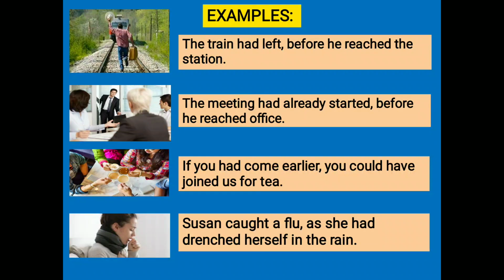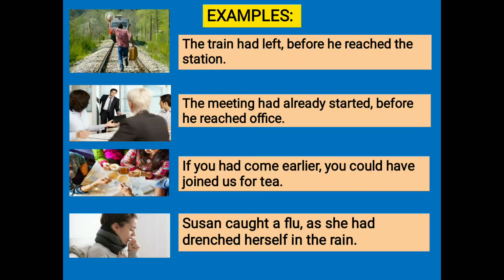Okay, so we write that the train had left before he reached the station. Before the completion of the man's reaching the station, the train had left. Okay, this is the previous action. Here we are using that.